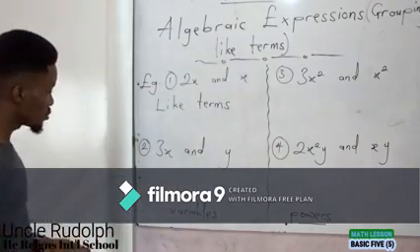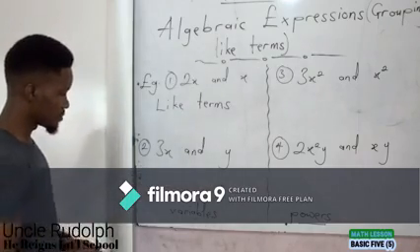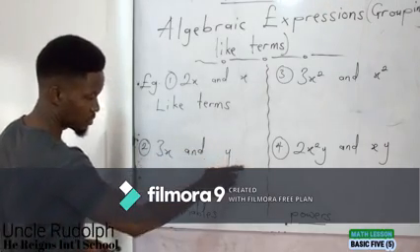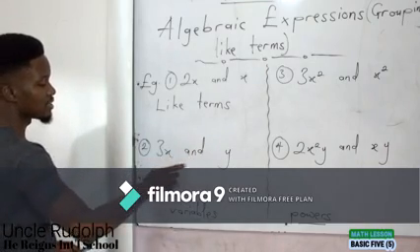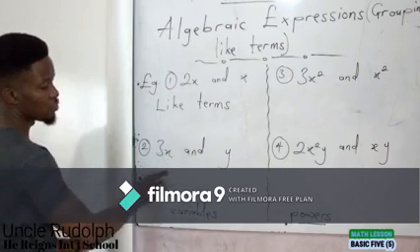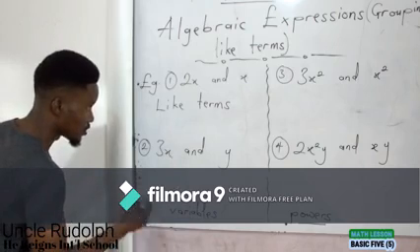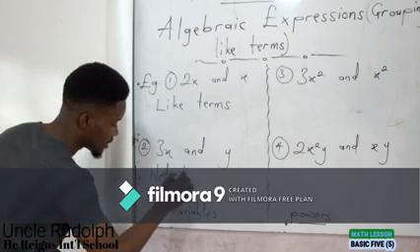Then when we move on to the second one, we have 3x and y. X is over here, x isn't here. Y is here, y is not here. So we end up saying that x is not common for both terms, y is also not common for both terms, which makes them not like terms. So you can write not like terms.